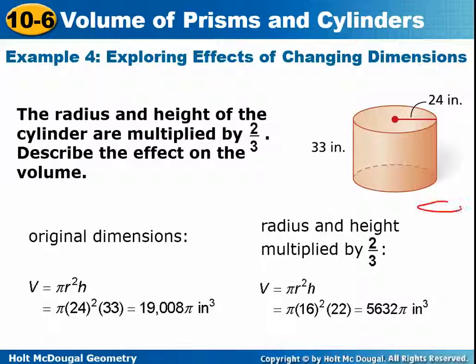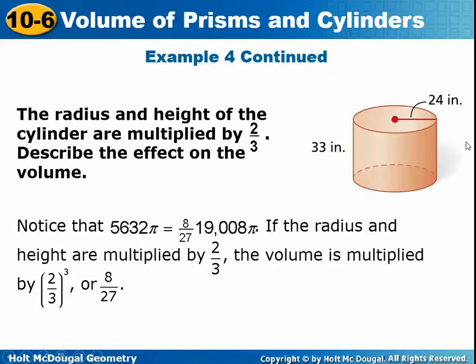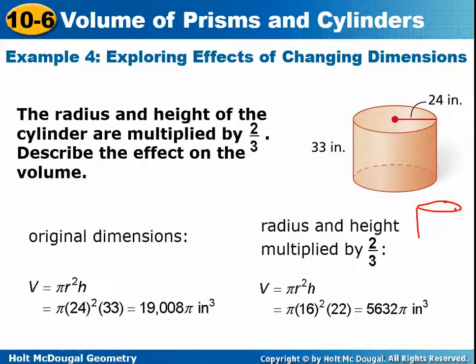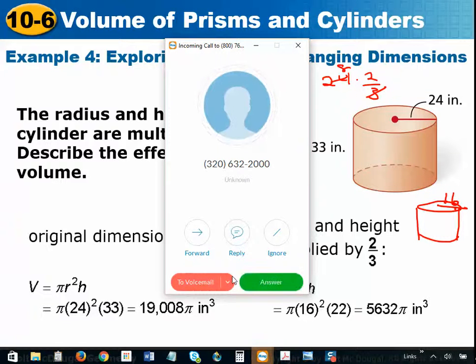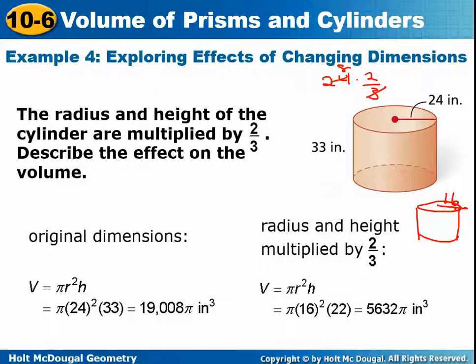This new cylinder will be a smaller cylinder. So here's my smaller cylinder. 2/3 of 24 would be, that would go in there, 8 times would be 16. So now I have 16 for a radius, and my height would be, let's see, I have 33 times 2/3. So that's 11. 11 times 2 is 22. And then I would take and fill that into the formula.